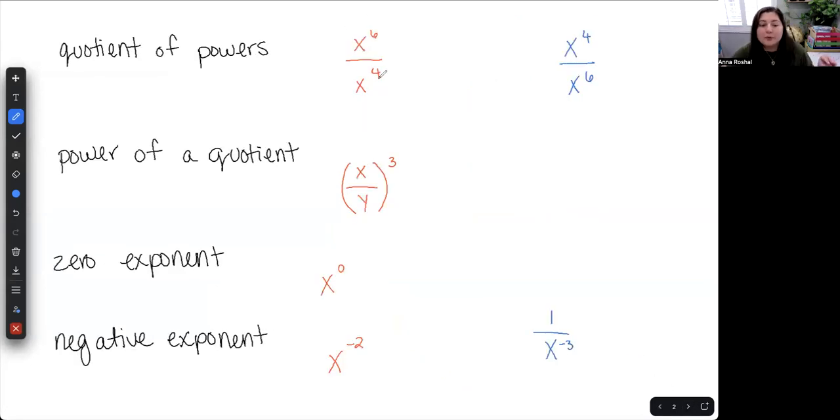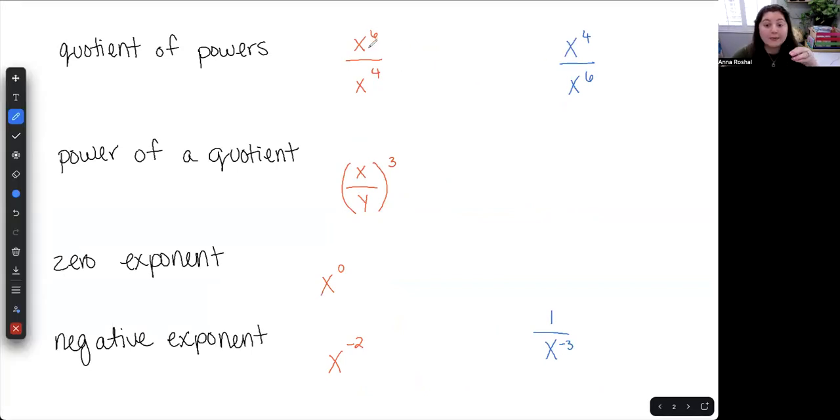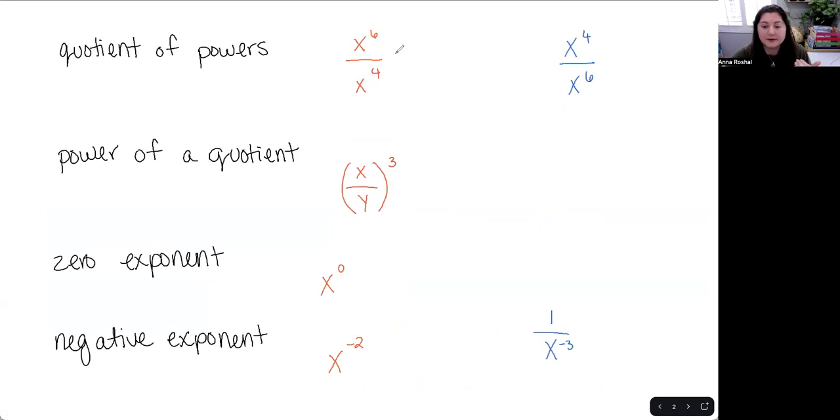Okay. With quotient of powers, I wanted to discuss two similar types of problems. So the first type of problem that we're going to talk about is what happens when I have 6 as an exponent in the numerator, 4 as an exponent in the denominator.